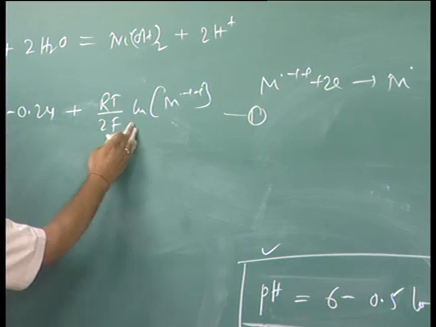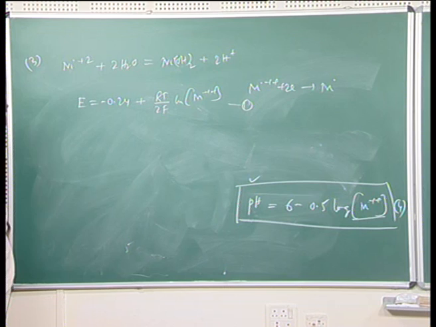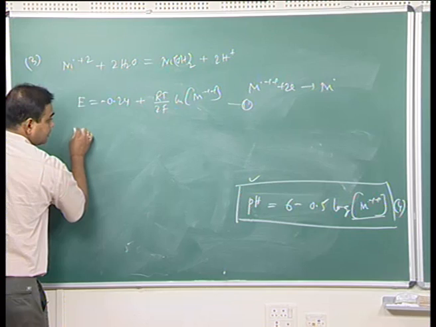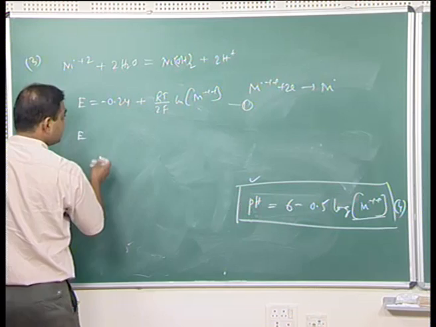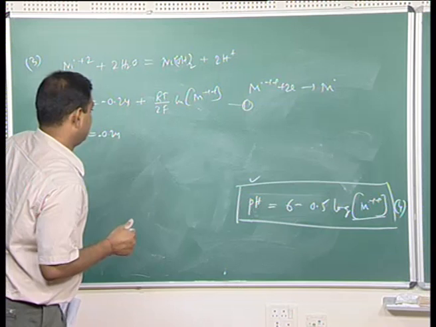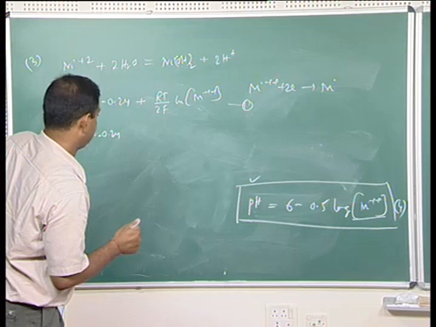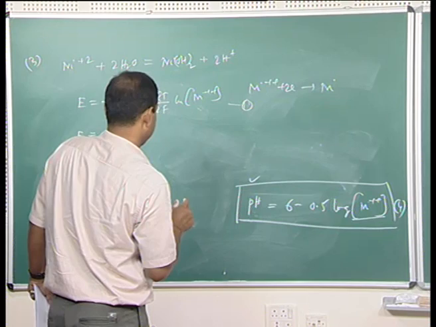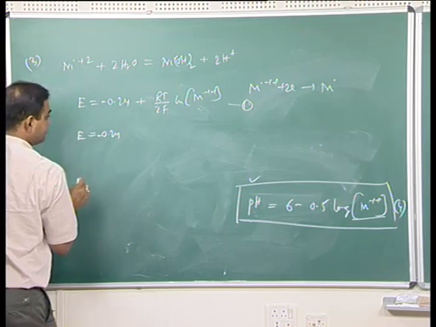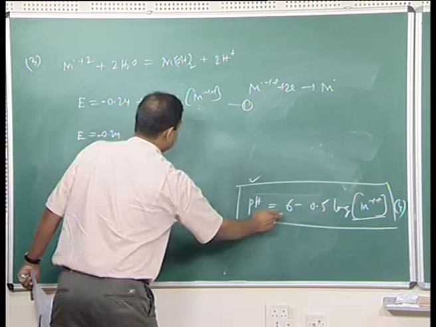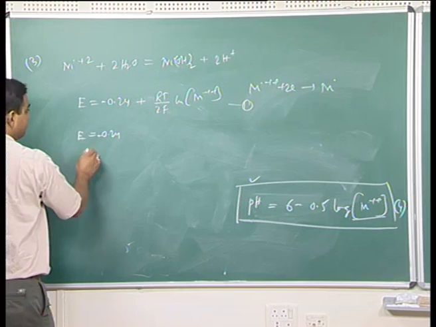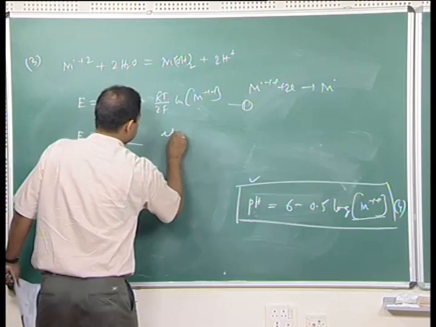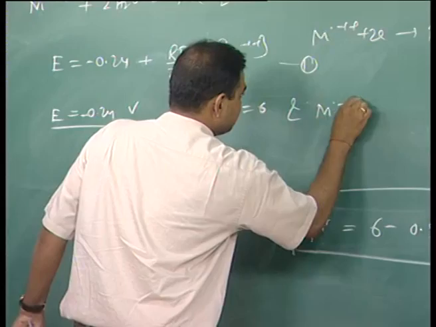Now, equation number 1 and equation number 4, if we solve it when the activity or the concentration of Ni plus plus is 1, then E equal to 0.24. If we solve this, at pH 6, what would be the value of E? At pH 6, the value of E would always be this much. This is at pH 6 and Ni plus plus concentration equal to 1.